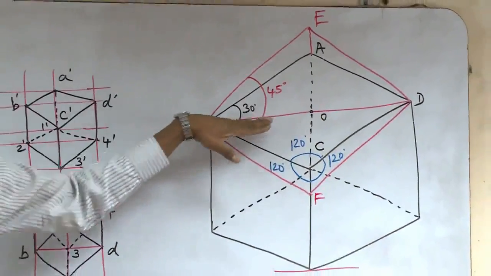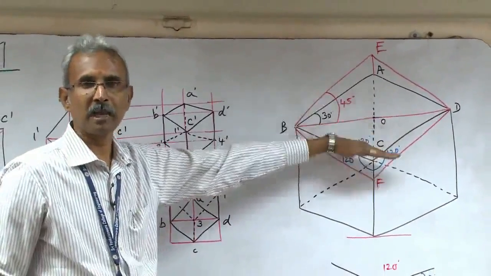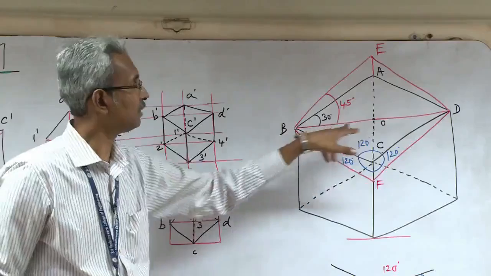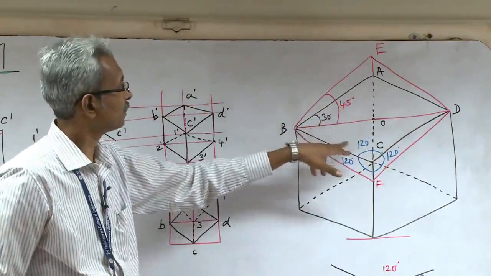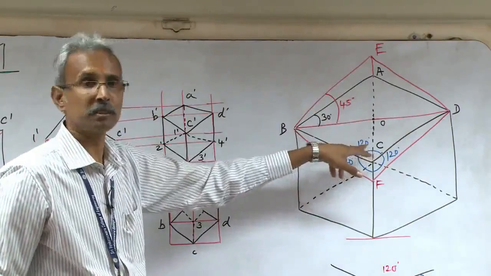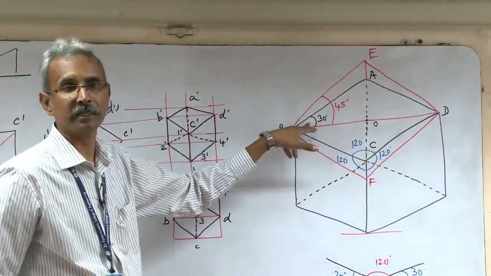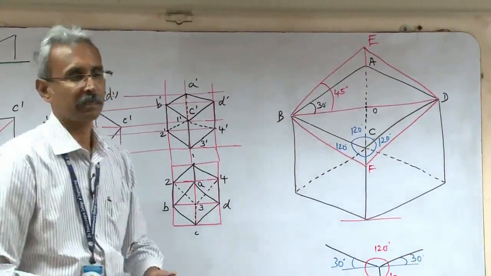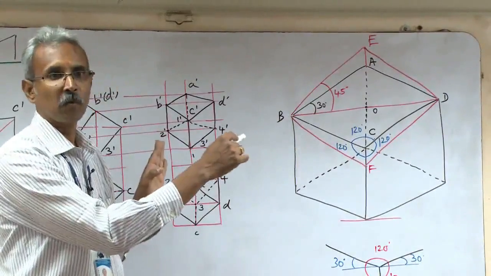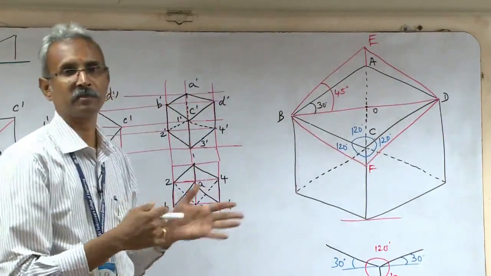And the diagonal BD, since it's horizontal or parallel to your vertical plane, the length of this diagonal BD will not change. So this is 120 each because it's a rhombus, this is 60 degree each, and because we have a diagonal here, this will be 30 degrees. And now, keeping this BD, that's a diagonal, fixed, we'll actually draw this square, the actual square of the actual size.